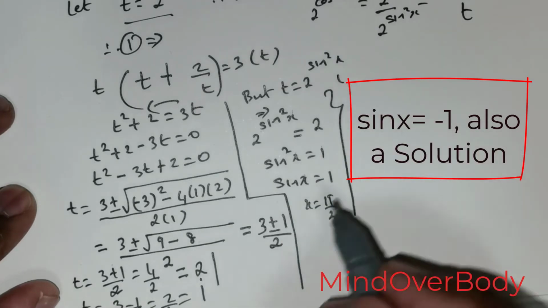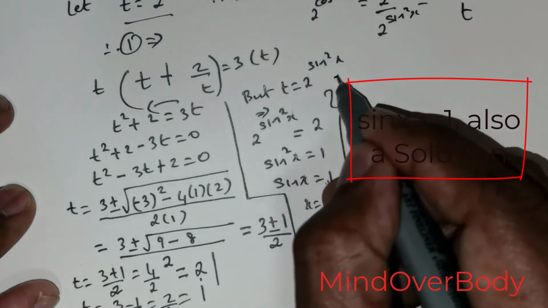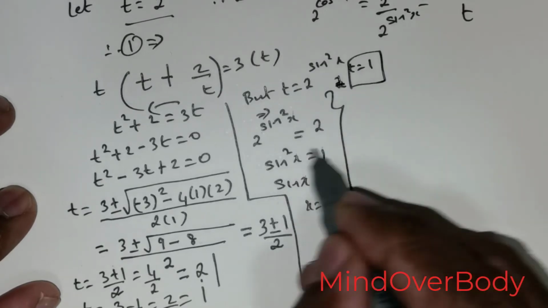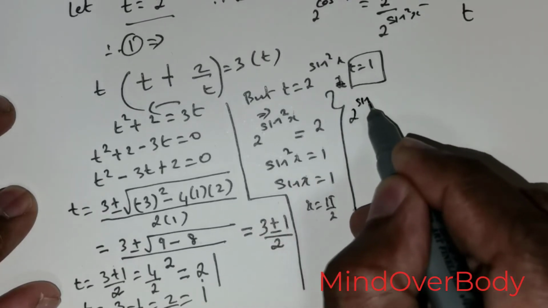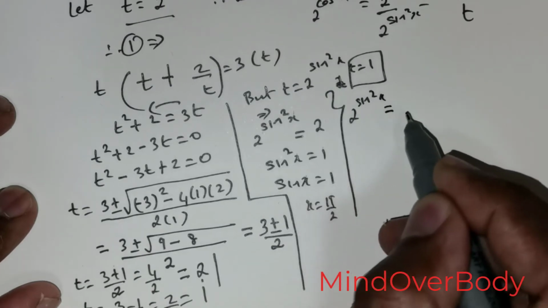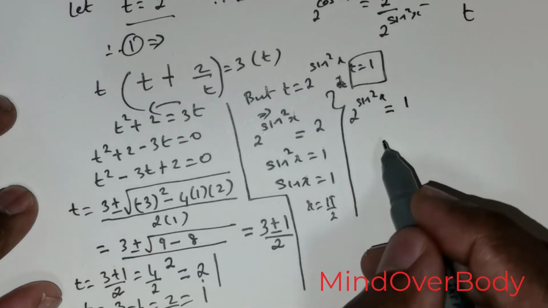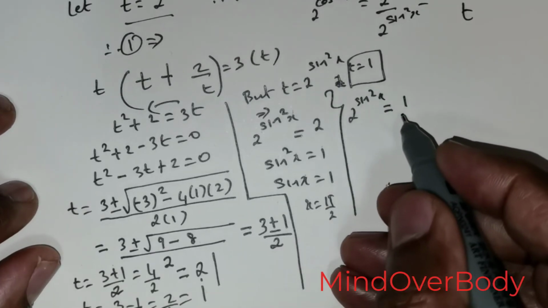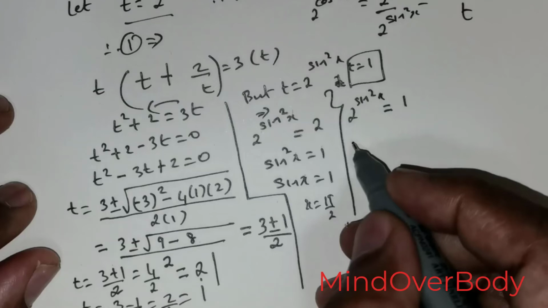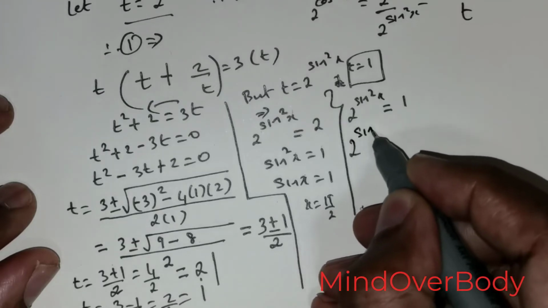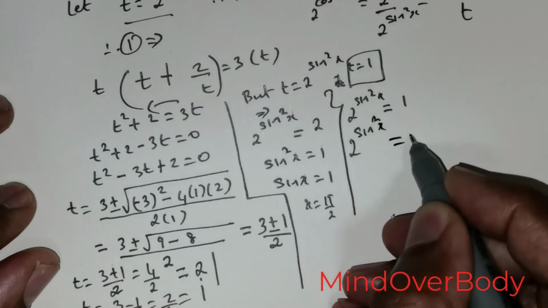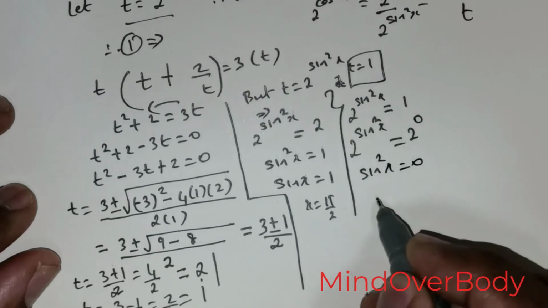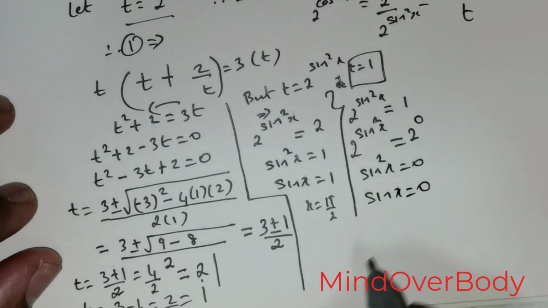That's t is equal to 1. So let me write that down. When t is equal to 1, this is going to be 2 raised to the power of sine squared x is equal to 1. So this would mean I need to produce 1 here. So when would that be possible? This is going to be 2 raised to the power of sine squared x is equal to 2 raised to the power of 0. This means sine squared x is equal to 0. This means sine x is equal to 0.